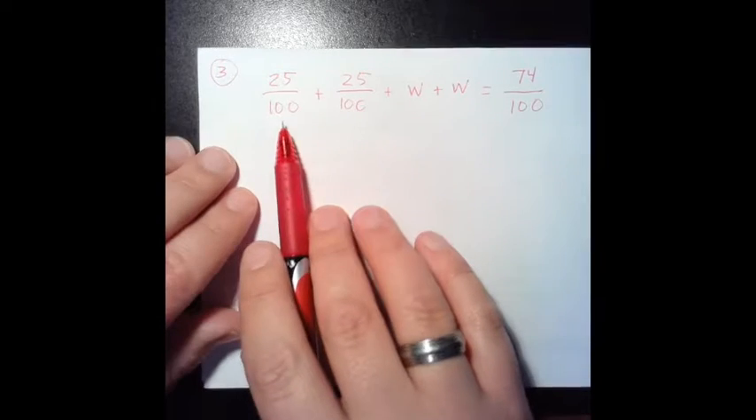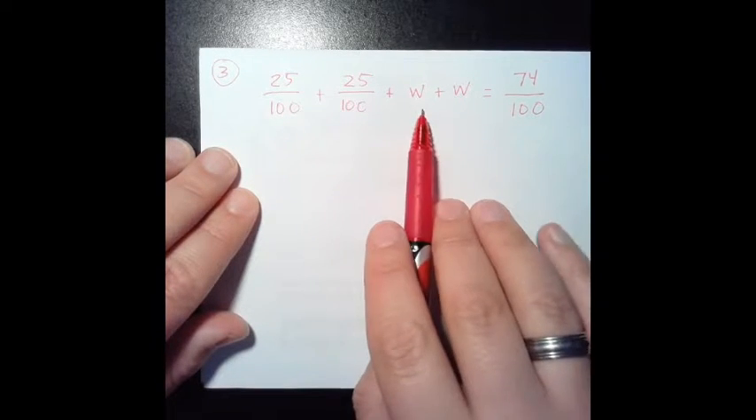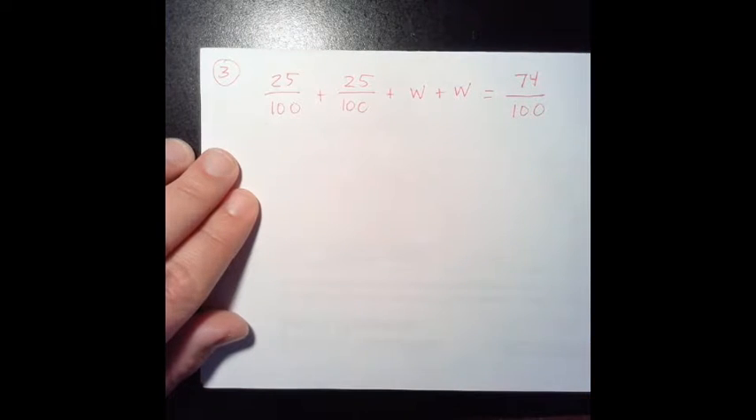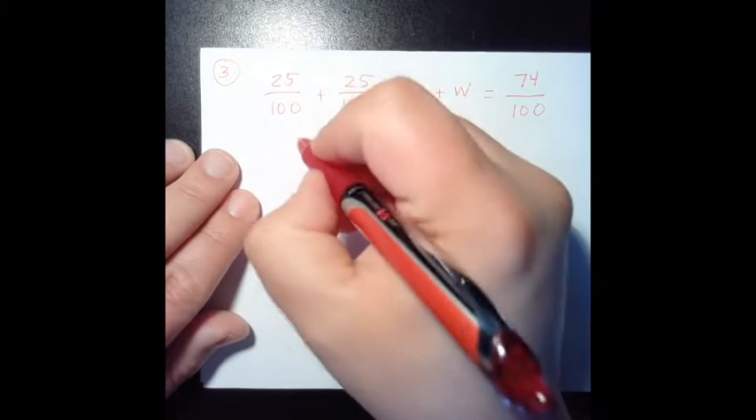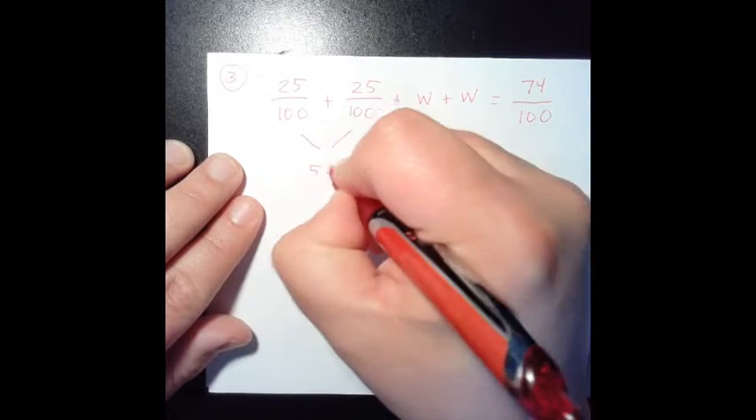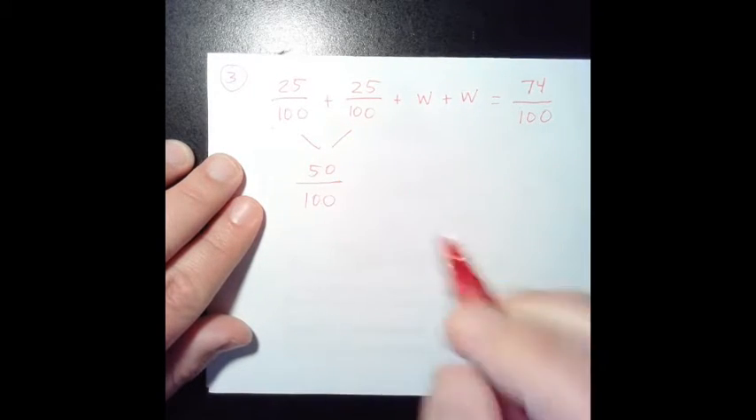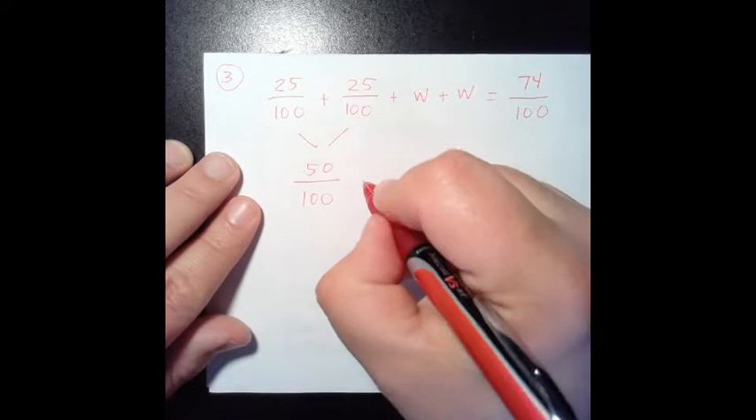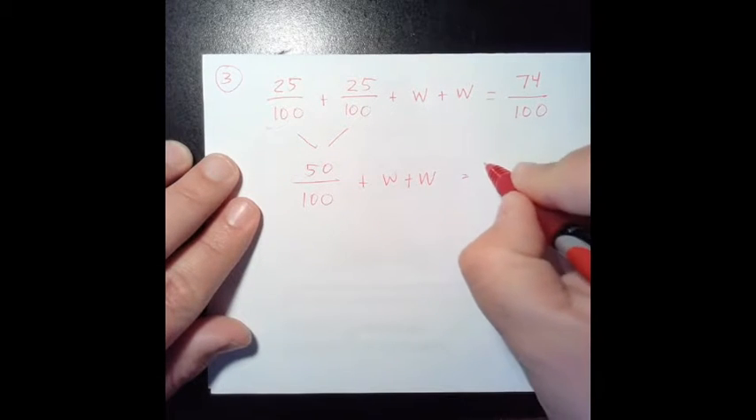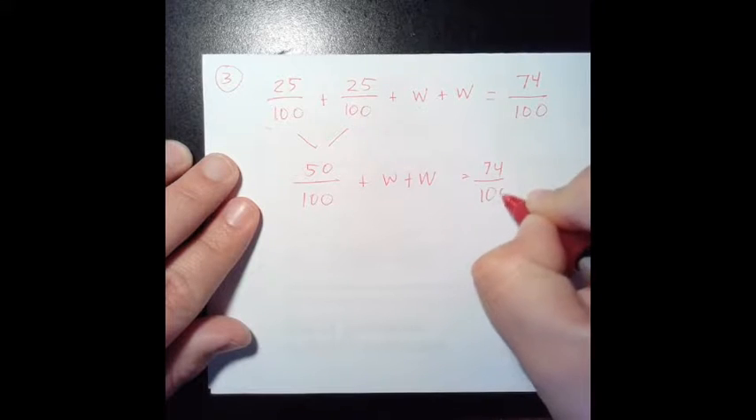So again, that's one side that we know plus another side that we know, plus we have two unknowns here. We have two widths, and that'll equal 74 hundredths. Well, if we add these up, that'll be 50 hundredths. So now we know that we have 50 hundredths plus two widths equals 74 over 100.